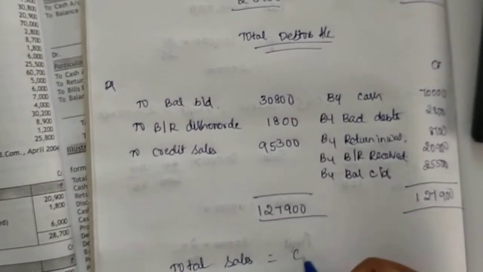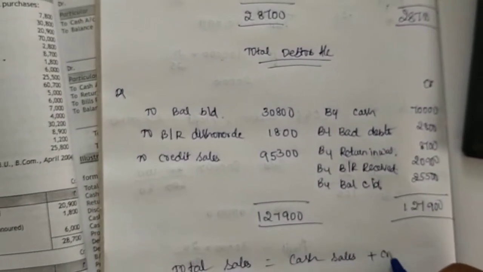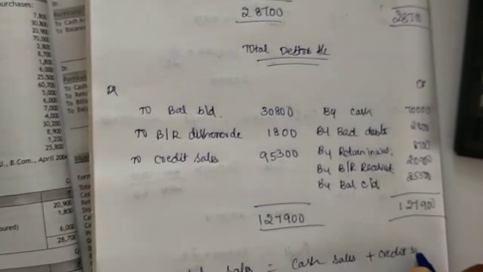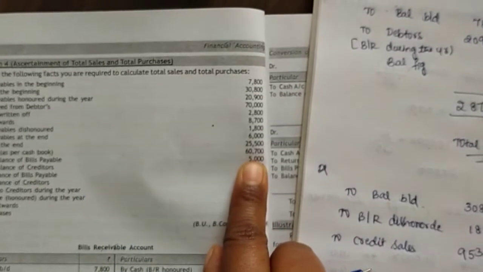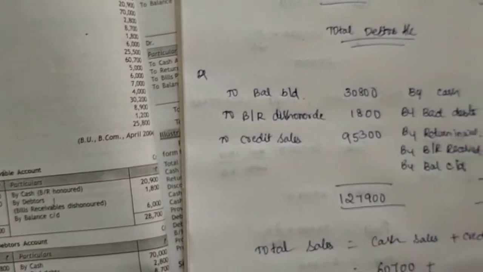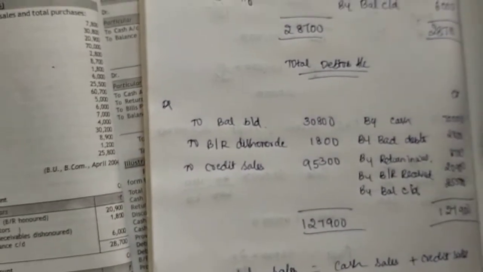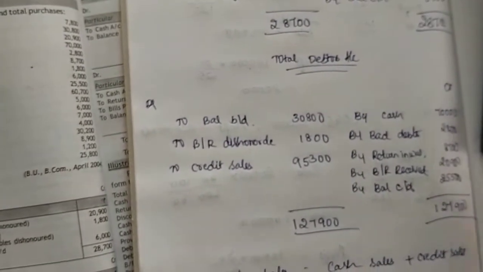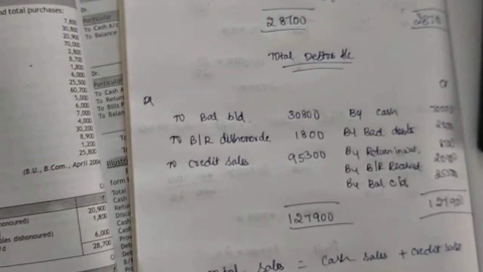By this information we can find out total sales. Total sales is equal to cash sales plus credit sales. In the format they have given cash sales as per the cash book, 60,700. So 60,700 plus 95,300, the amount is 1,56,000, which is the total sales.